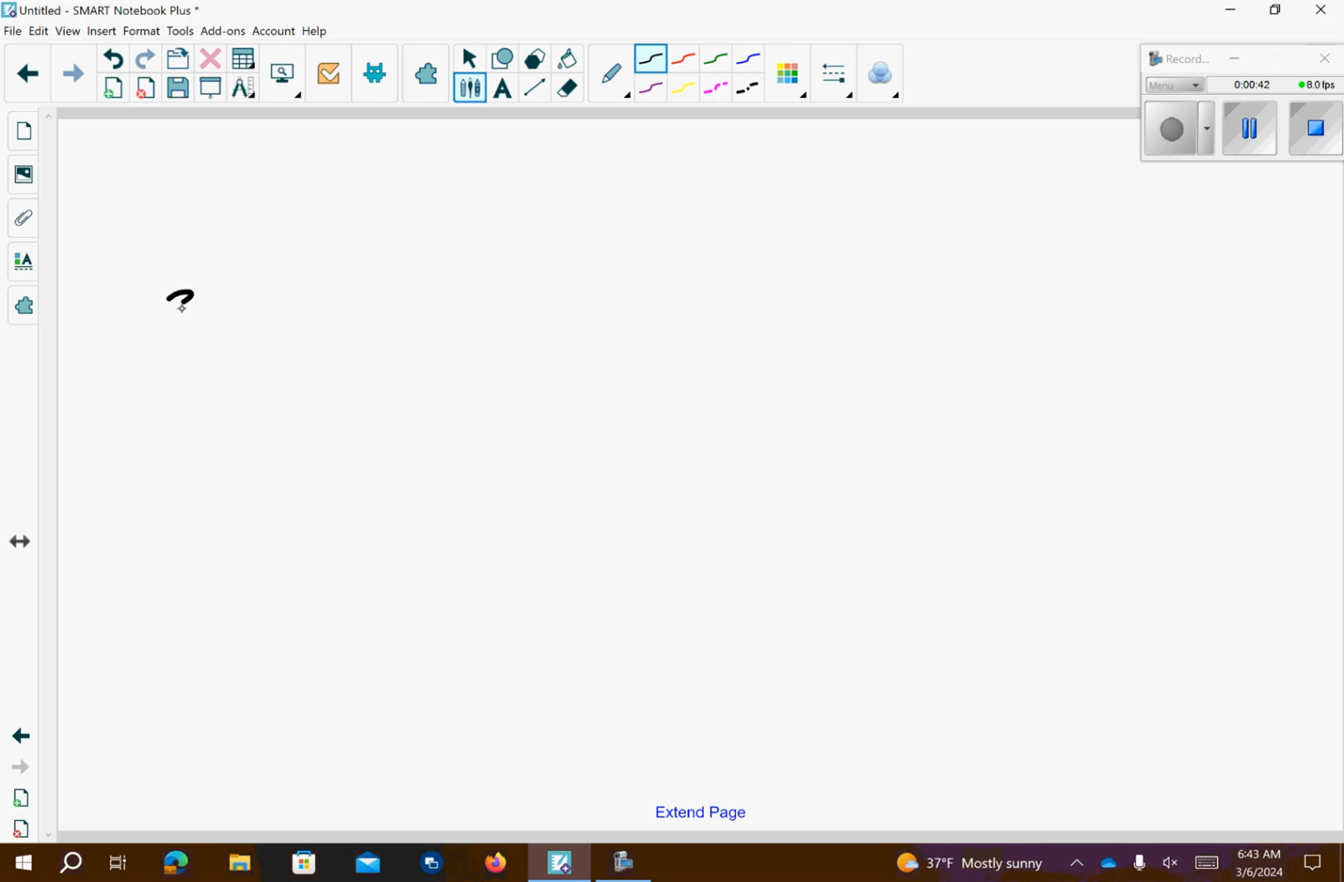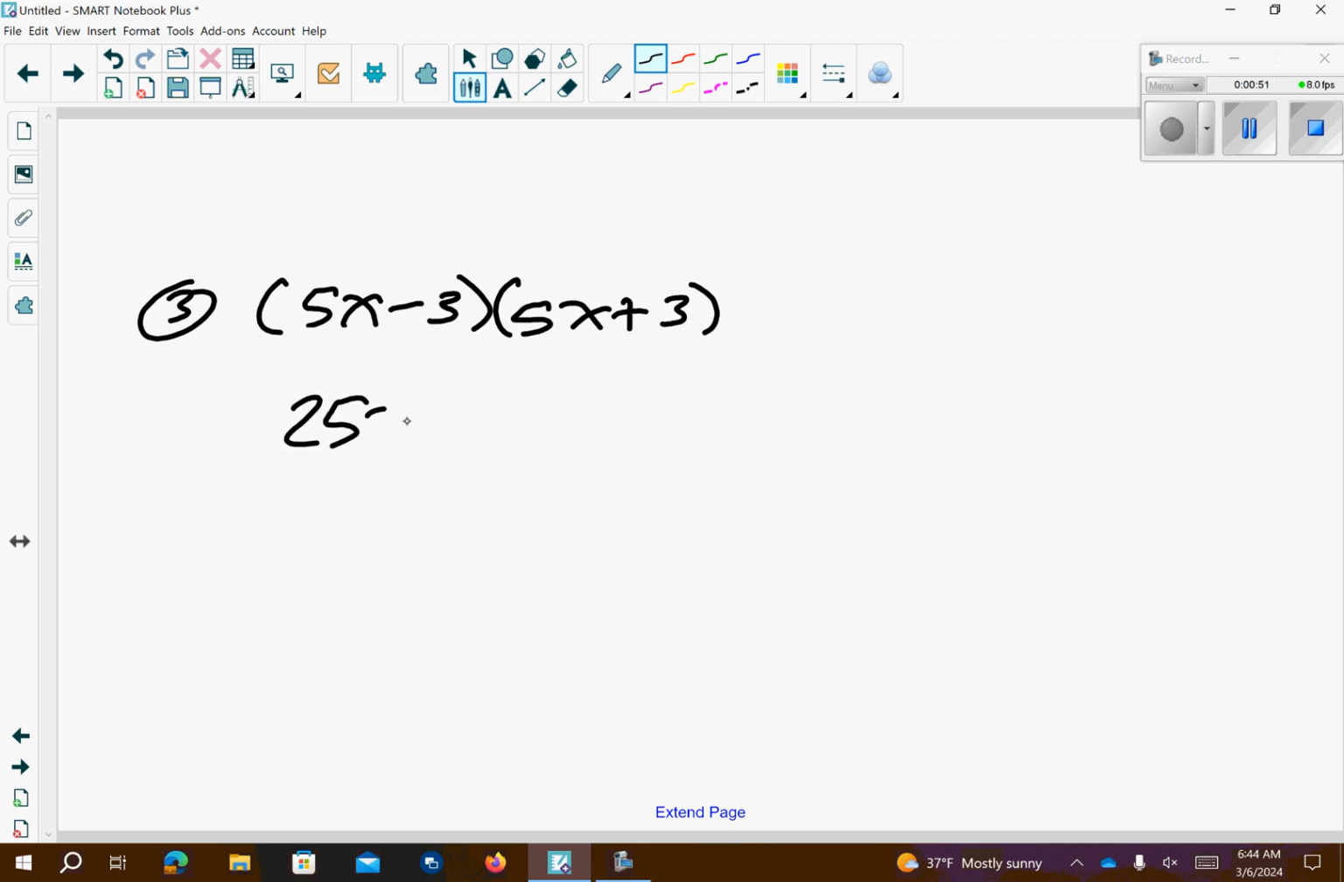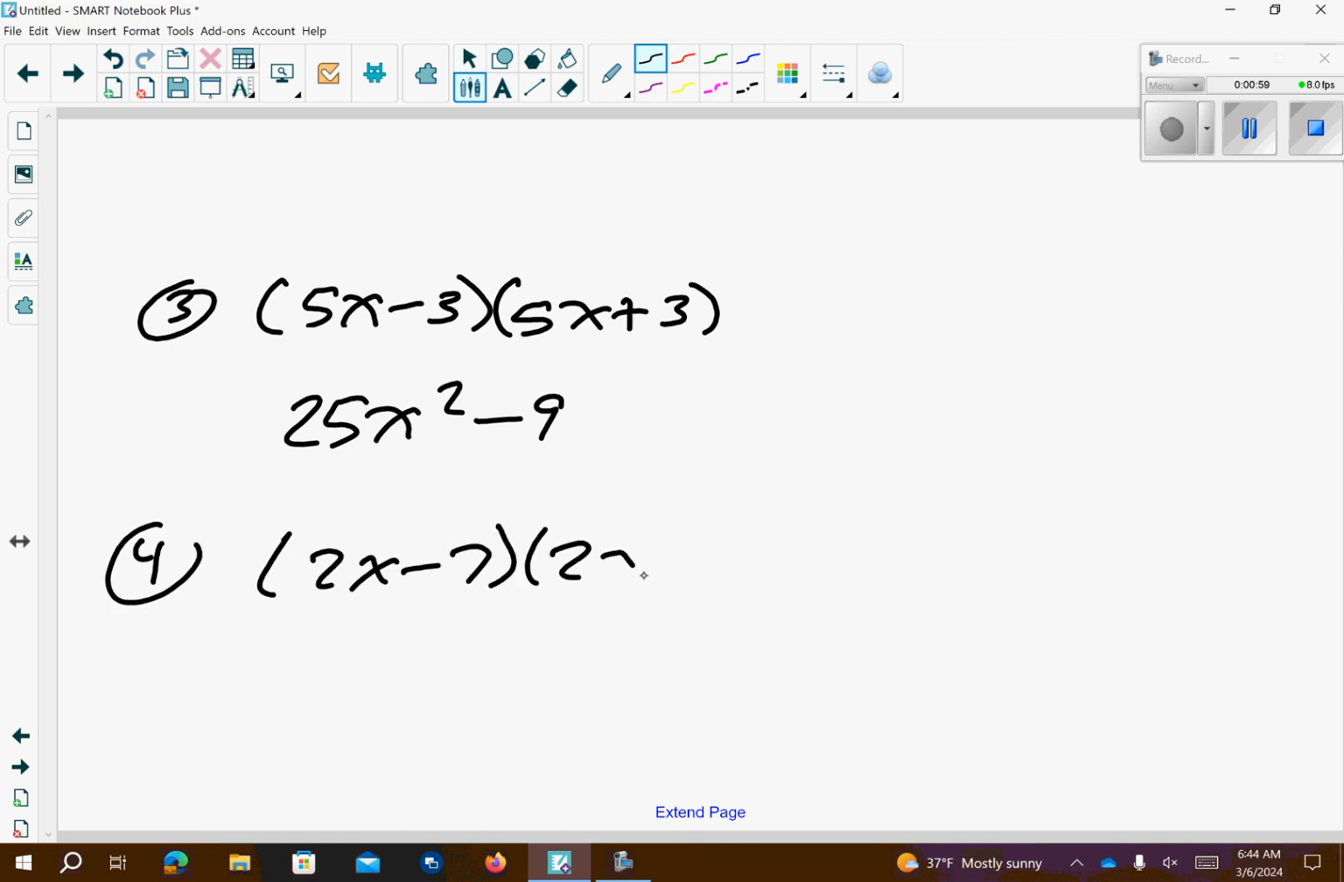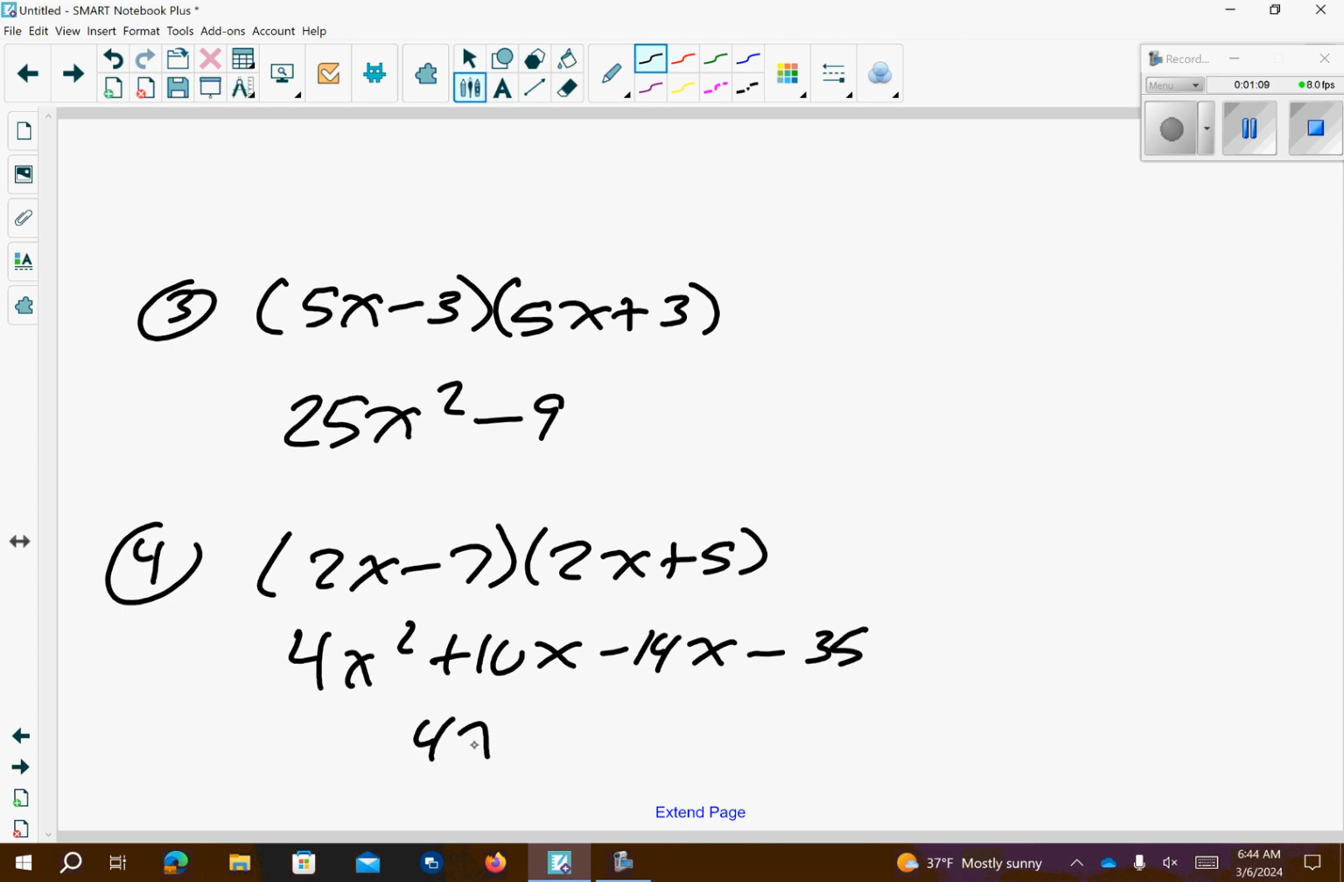Number 3, they are the same two binomials, except they're separated by a sign, so just multiply the first two together and the last two together. You could do the middle too if you wanted to, but as you can see, they cancel out. So 2x minus 7 and 2x plus 5. So that's going to give me 4x squared plus 10x minus 14x minus 35. So 4x squared minus 4x minus 35.